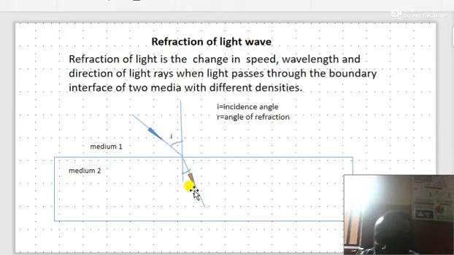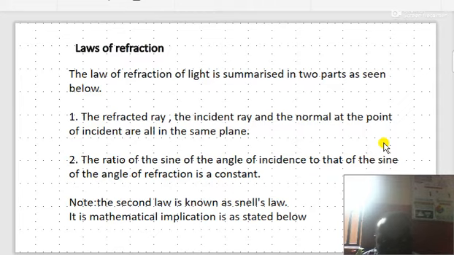So let us see, this concept of refraction is put forward into two simplified laws known as the laws of refraction of light. The first law of refraction of light is as follows. The refracted ray, the incident ray, and the normal at the point of incidence, they all lie in the same plane. That is the first law of refraction.